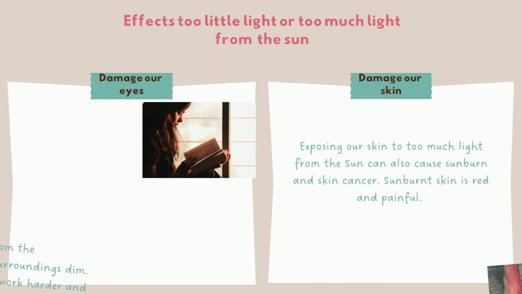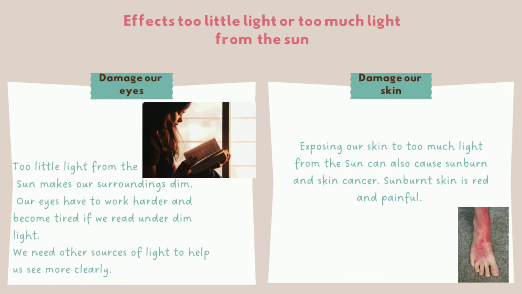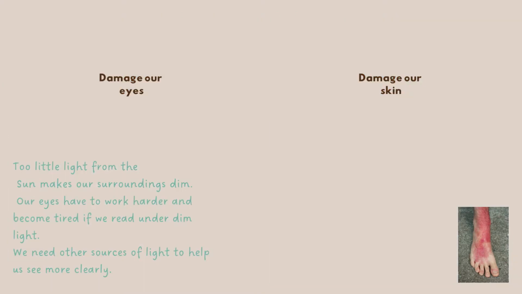Previously, we have learned about other uses of light for people, animals, and plants. Now, we move on to the effects of too little light or too much light from the sun. People and animals and plants are affected by too little light as well as too much light from the sun.